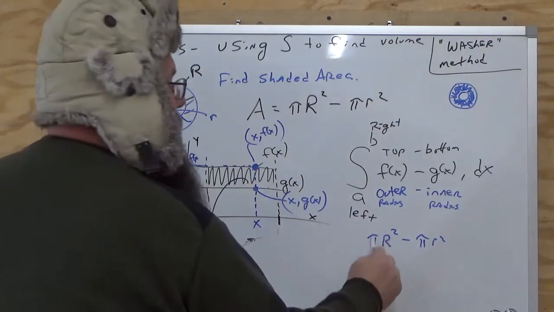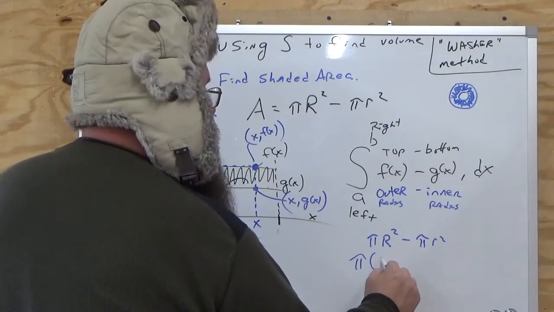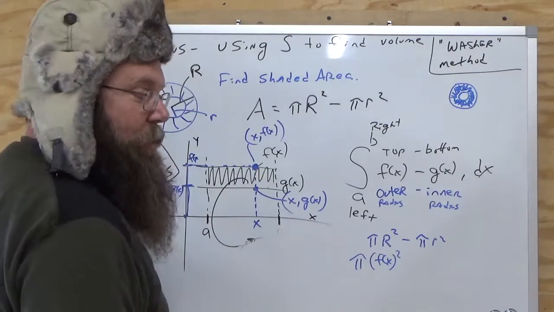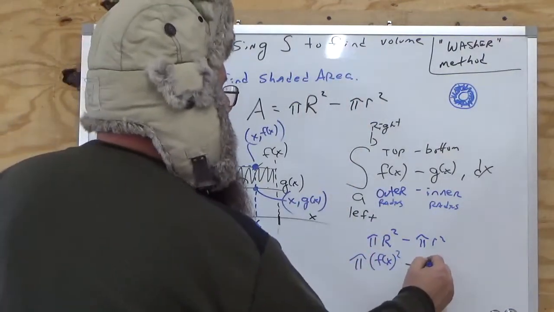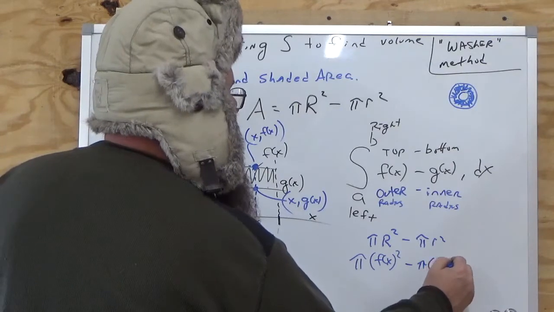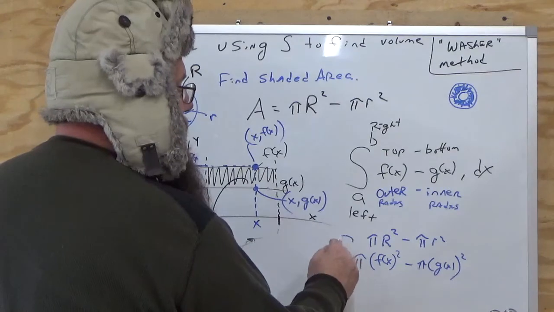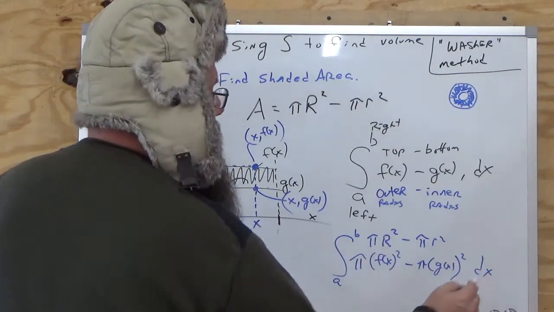So guess what? The big R is going to be f of x squared. Why is it squared? Because it's the radius squared, because it's an area. Minus pi times g of x squared. There's my integral from a to b. dx is on the end.